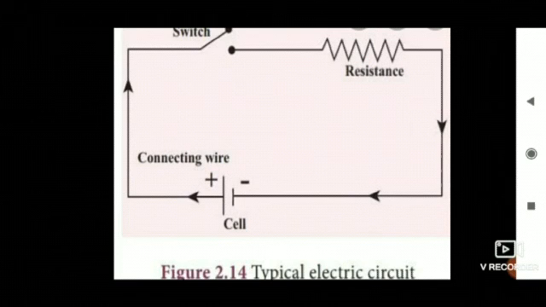On the removal of the cell, the electric current flowing through the circuit stops, as indicated by the bulb, which ceases to glow. This type of connection of electrical components is called an electrical circuit. A circuit is shown in the figure. The cell is shown by the symbol plus and minus.